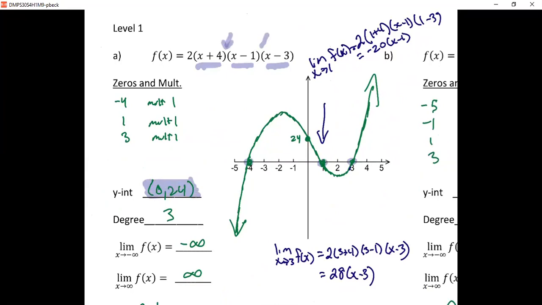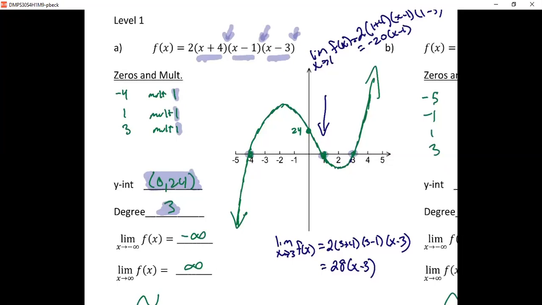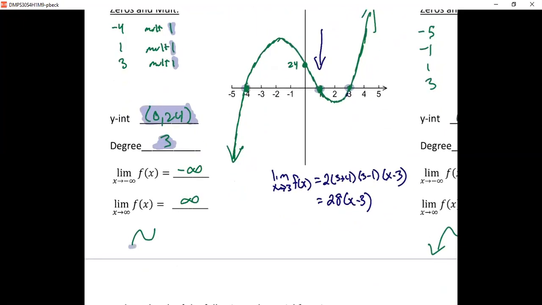What we're going to look at is the exponent of each one of these. We don't see an exponent, which means that exponent really is 1. If we add all 3 of those together, that's how we get our overall degree of 3. Now, is this a cubic with a positive or a negative leading coefficient? Since that's positive 2, it's a positive leading coefficient, which means it has this shape: on the left side it's negative infinity, and on the right side it's infinity.